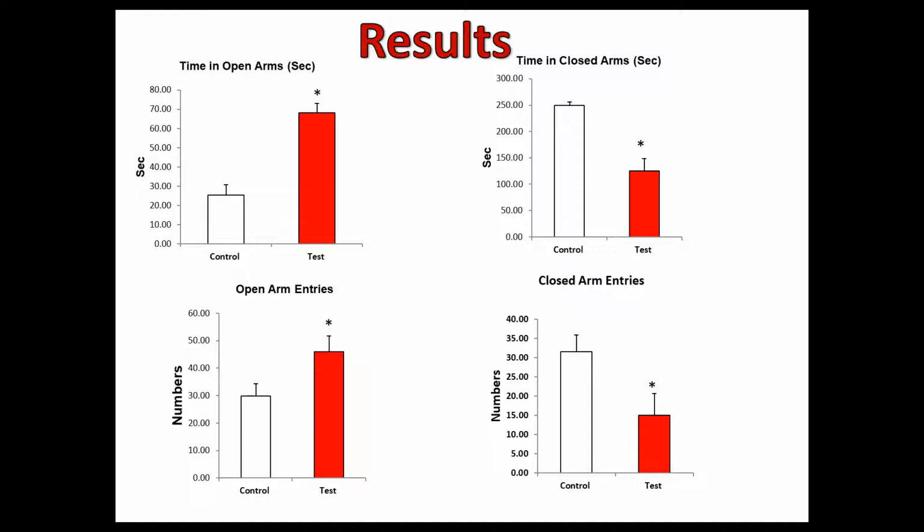As I have already mentioned, the anxiogenic mice decrease the total time in open arms and open arm entries, whereas they increase total time in closed arms and closed arm entries. Here in my results, the test compounds show a significant increase in the total time in the open arm and open arm entries, which means that the test compound has anti-anxiety activities.